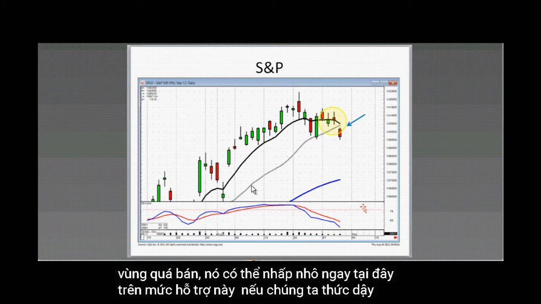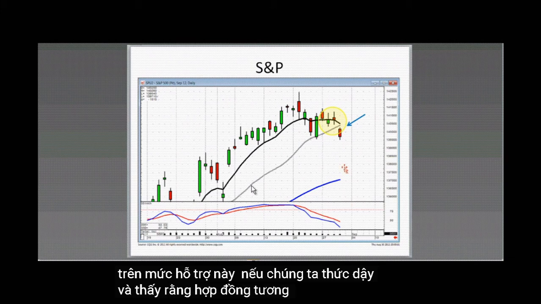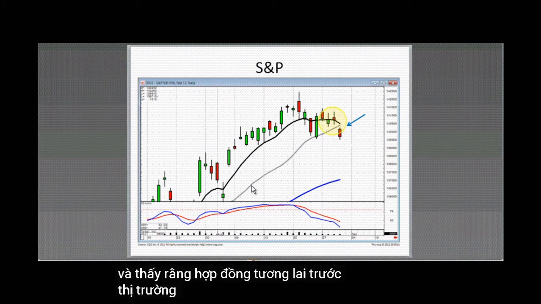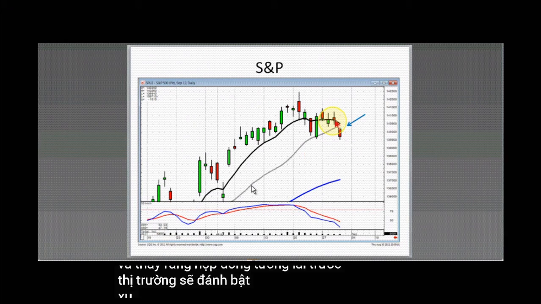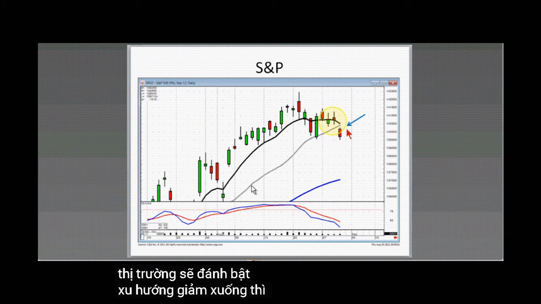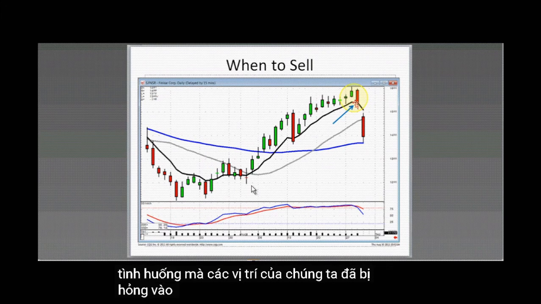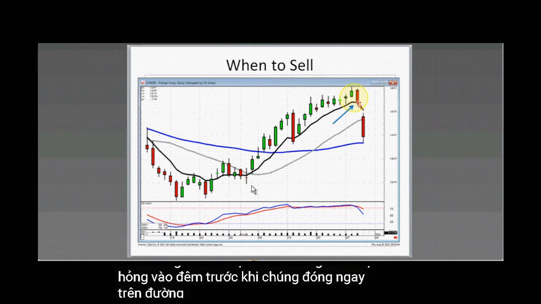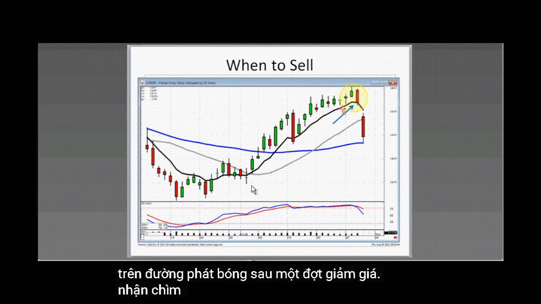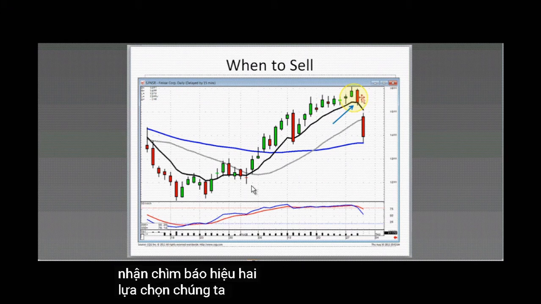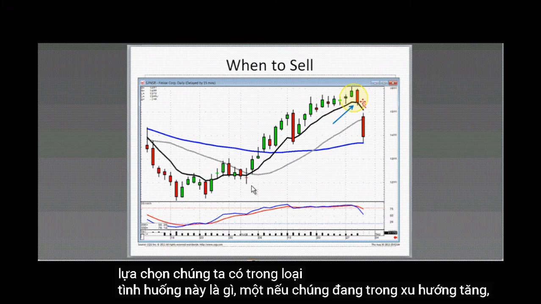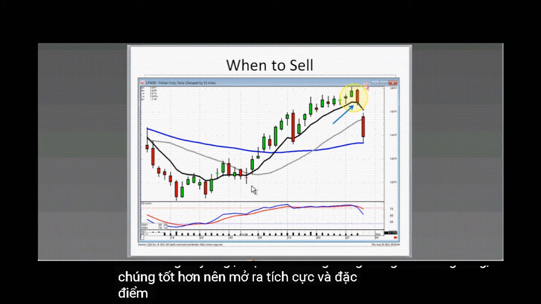If we wake up and we see that the pre-market futures are going to knock the trend down, then we have a lot of situations where our positions that were iffy the night before closed right on the T-line after a bearish engulfing signal. What are the two options we have in this type of situation? One, if they're in an uptrend, they better open it positive and take it positive.